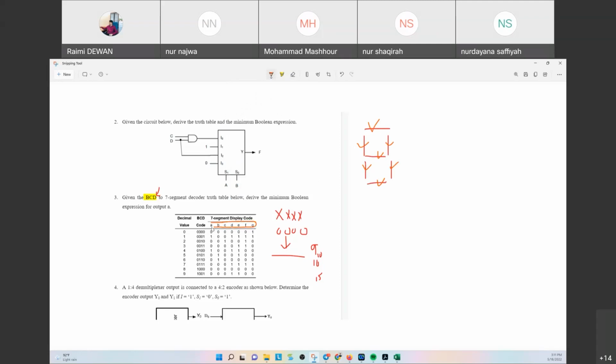It's a display. You can display using LED whatsoever. And then you have the BCD code. For example, if the decimal value is 0, then the BCD code is 0000. Then this one is the decoder, right? So you can see this is 1, which means this one will be turned off and this one will be light on. This one will be on, so 0.